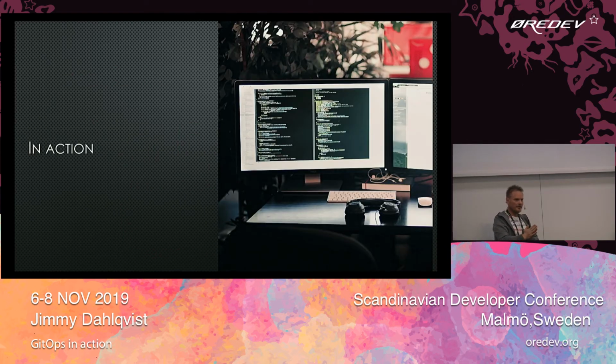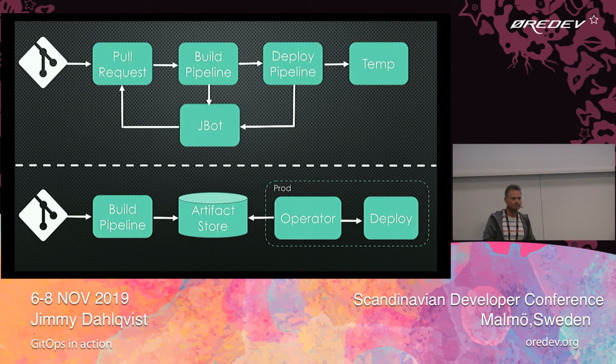Okay, the session is called GitOps in action. So we should have an in action part, I think. We're going to have a short demonstration, where we are going to do something like this. We're going to open a pull request. We have a change in our application that will open a pull request. It will trigger our build pipeline and our deploy pipeline, and we create a temporary environment. And to be able to do this, I built a small bot called JBot that will do all of this.